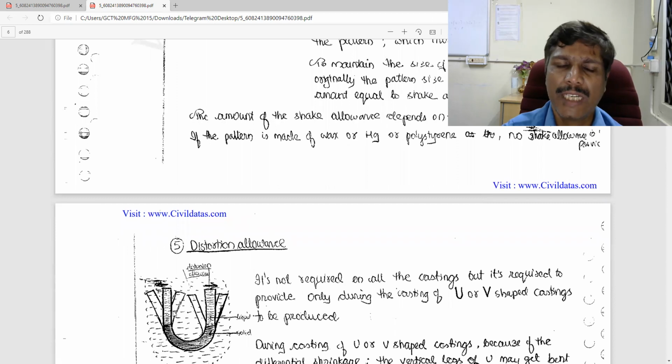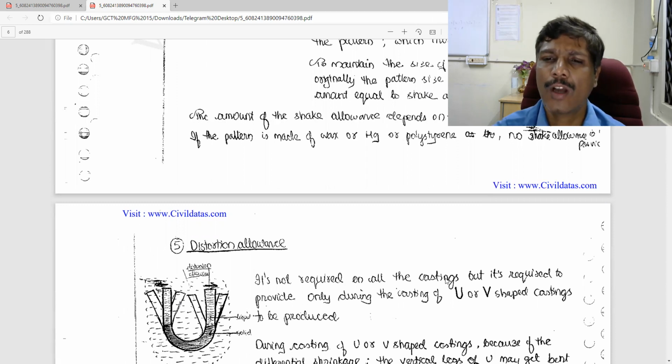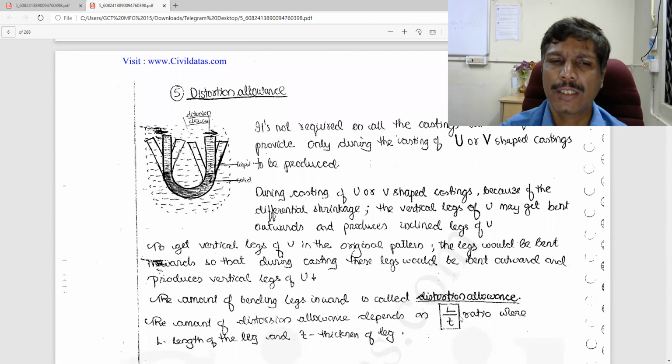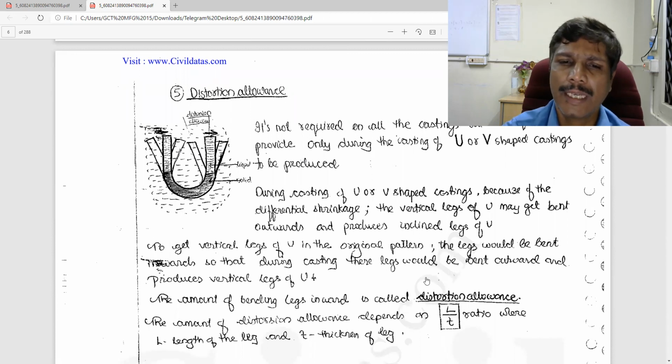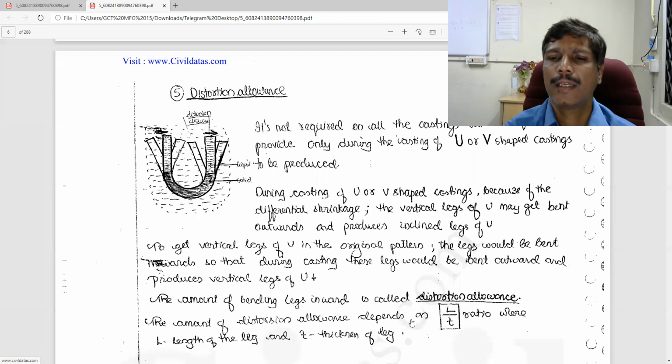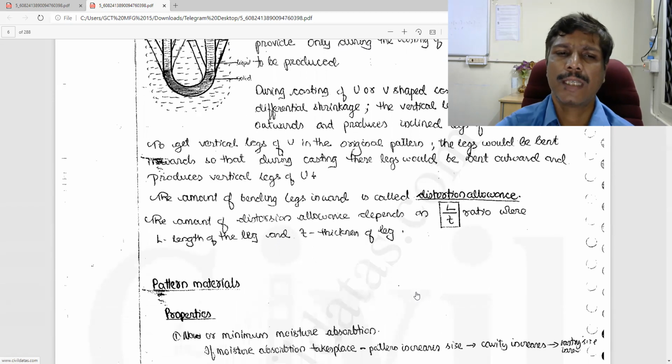Distortion allowance. Take a U shape. When it is cooled, it will bend. So instead of keeping it straight, we first make it slightly inclined outwards, so it will come straight during cooling. It is not required for all castings, only U and V shaped castings. It depends on the length of the leg and the thickness of the leg, purely based on the L by T ratio.